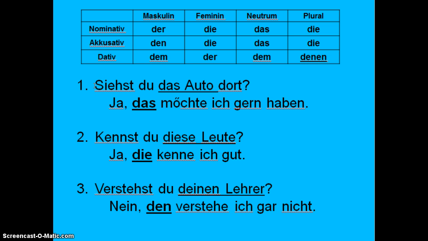Here's the first question. Siehst du das Auto dort? If I want to answer that question but don't want to repeat the word Auto, I want to say just that one, then I say, ja, das möchte ich gern haben. The das I get from the word das Auto, which is in this sentence the direct object. A neuter word that's a direct object is up here. That's the word das. You'll find this very simple. It's mostly a matching game.